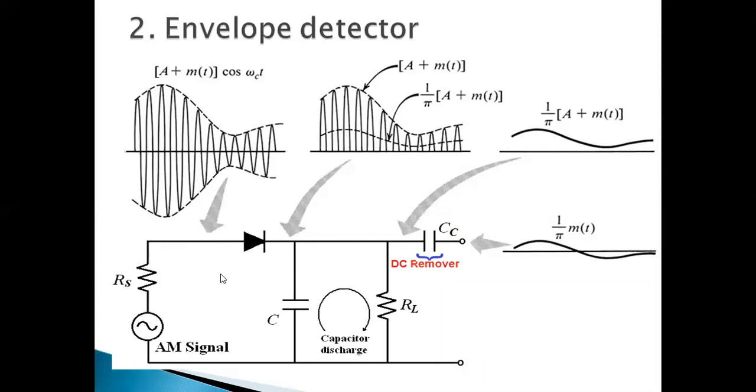Envelope detector. So what is the input? This is the input for demodulation. What is this? Read out.